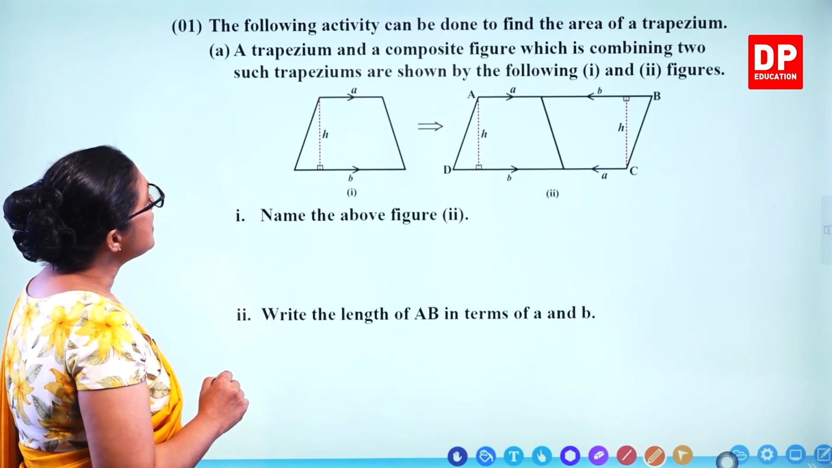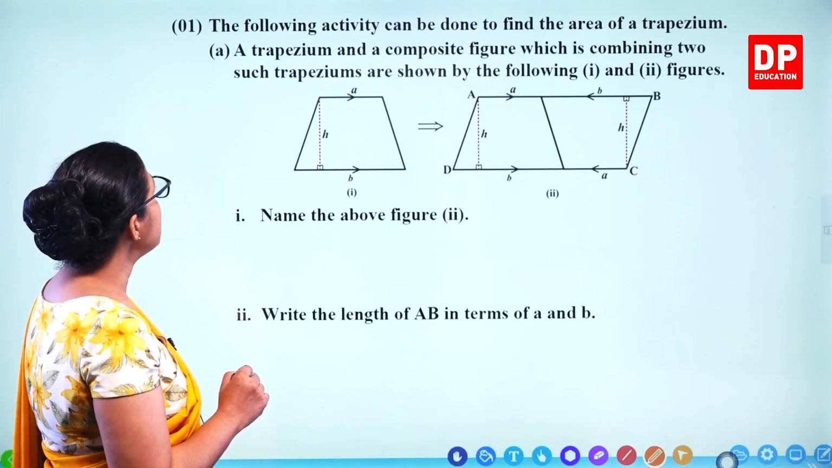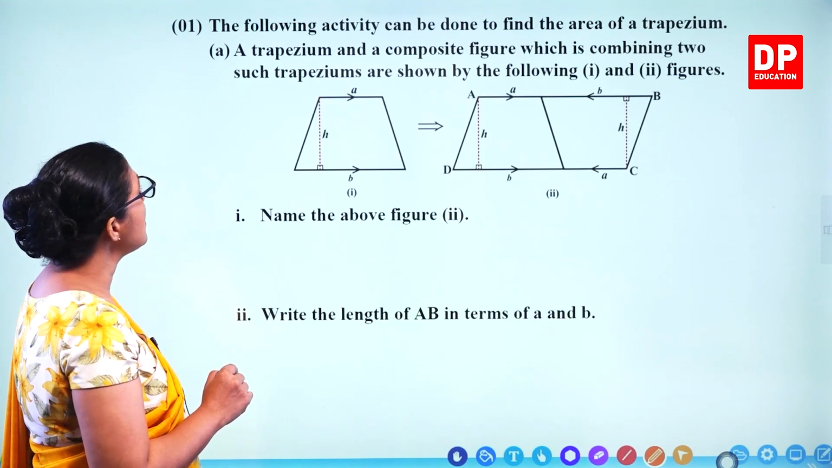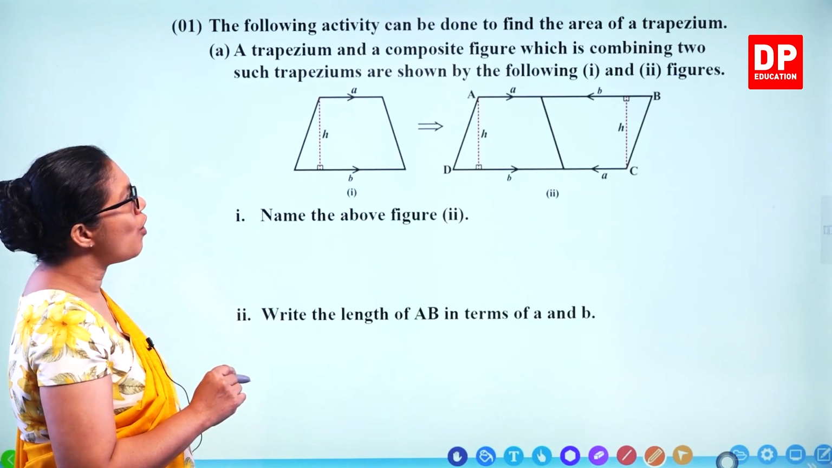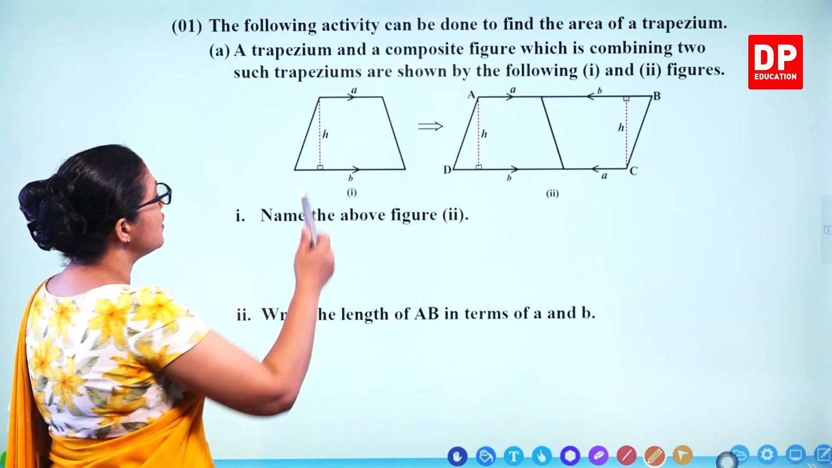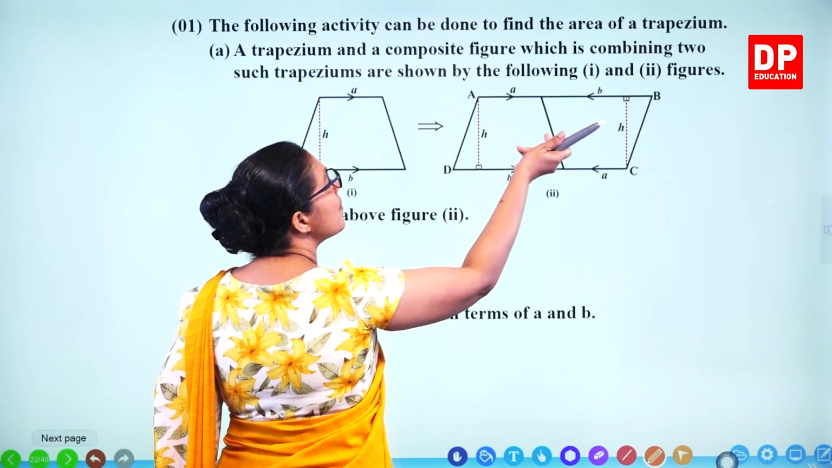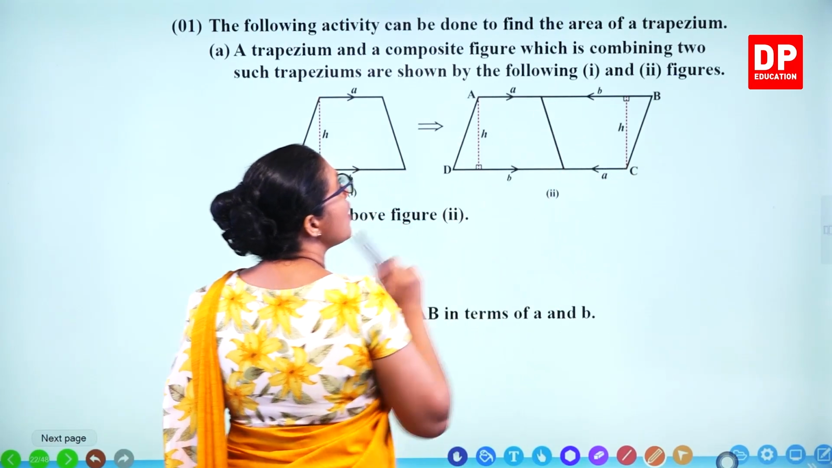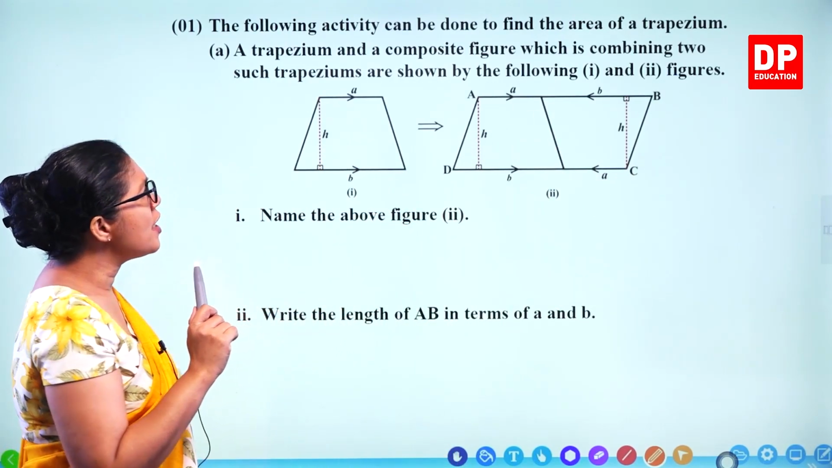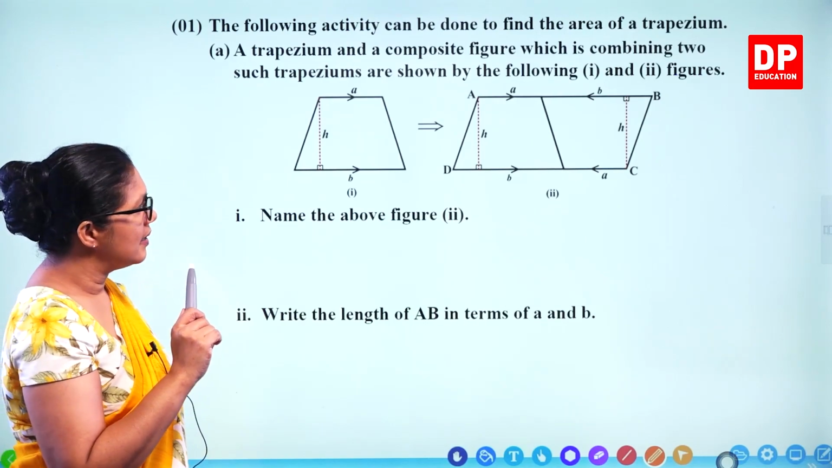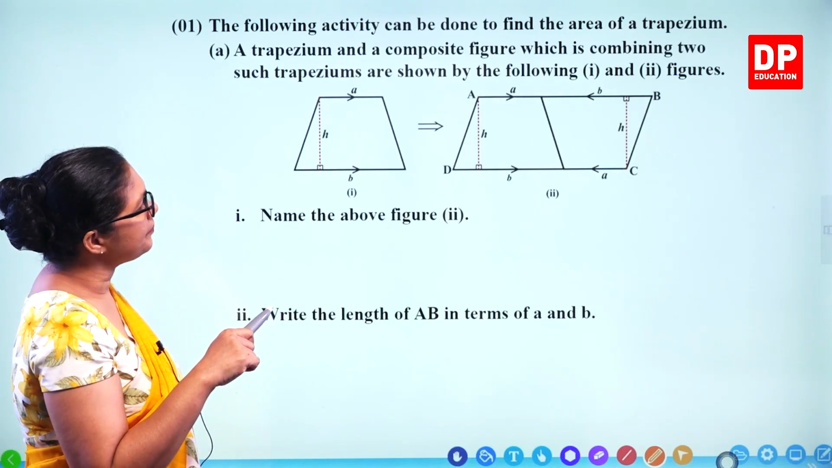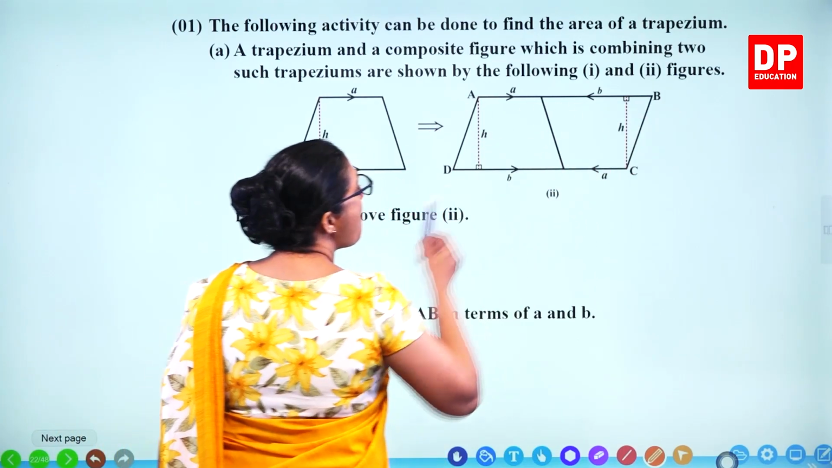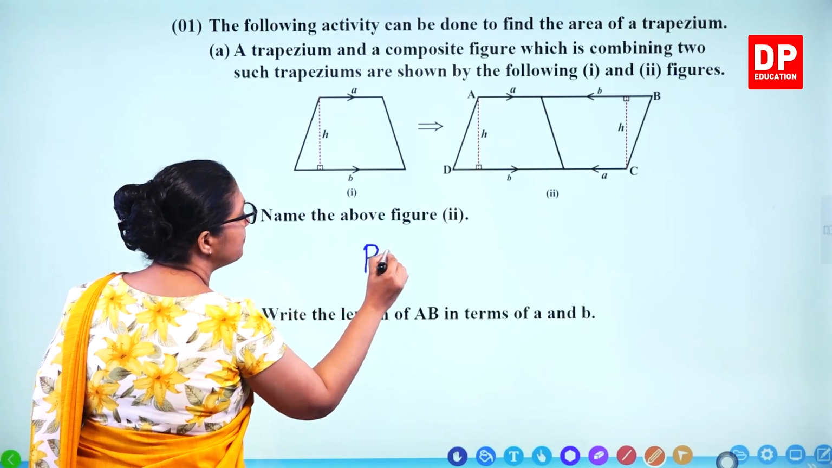The following activity can be done to find the area of a trapezium. A trapezium and a composite figure which is combining 2 such trapeziums are shown by the following 1 and 2. So this one, and turning upside down you get this shape. Name the above figure 2. What do you get? Parallel lines, and this side and this side are also parallel. So it's a parallelogram.